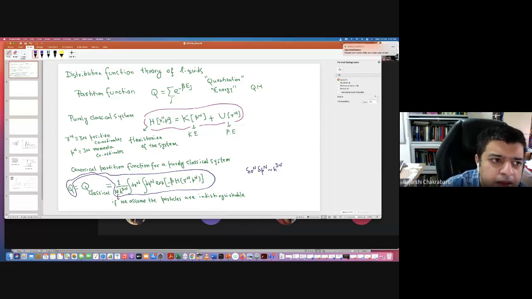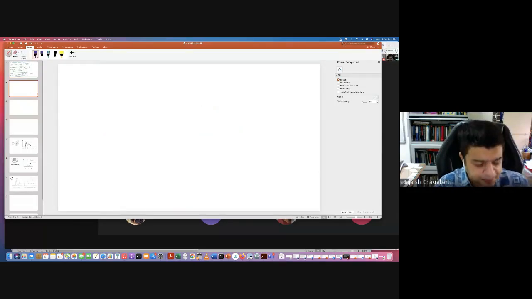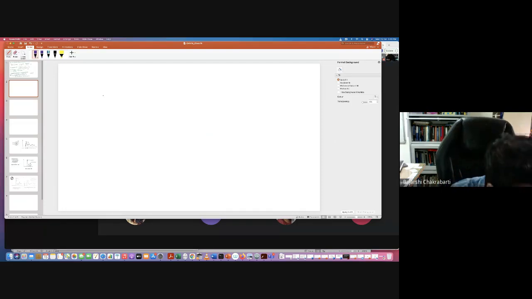Whenever you do classical statistical mechanics. Now, with this classical partition function in mind, I can define something like this. For example, I can define a function f, which is a function of r to the power of n, comma p to the power of n, and this function I am calling a probability distribution for observing a system.